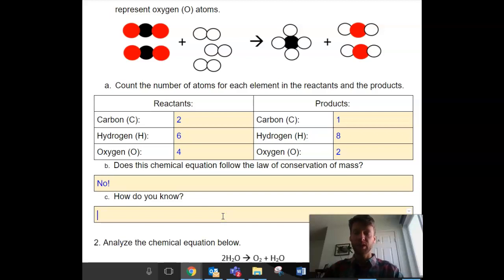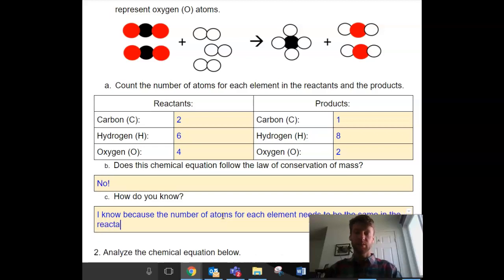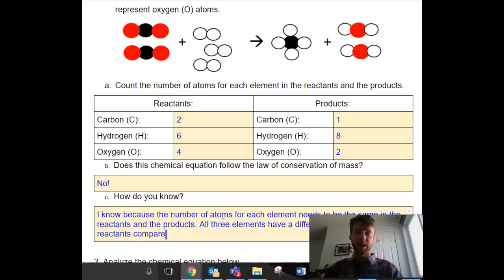No. And how do I know? I know because the number of atoms for each element needs to be the same in the reactants and the products. All 3 elements have a different number in the reactants compared to the products. And remember, what this means, you can't break the law of conservation of mass. That's not possible. So what this means is whoever wrote this model or wrote this chemical equation was incorrect in the first place.